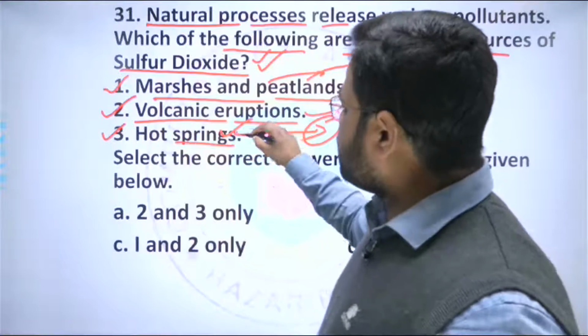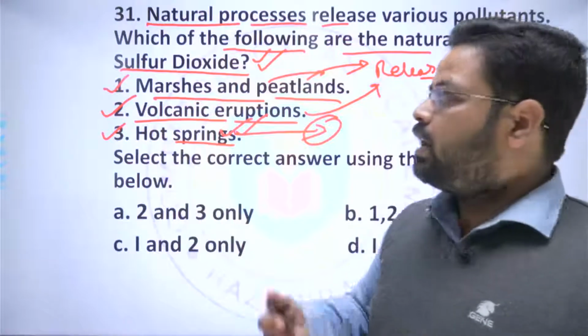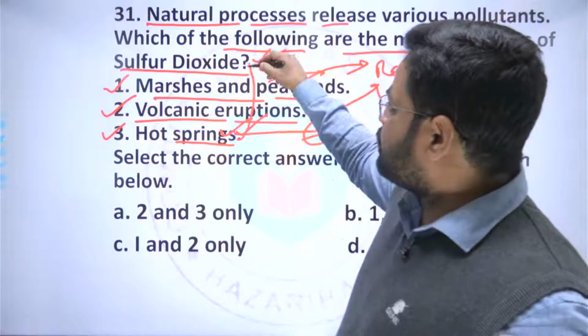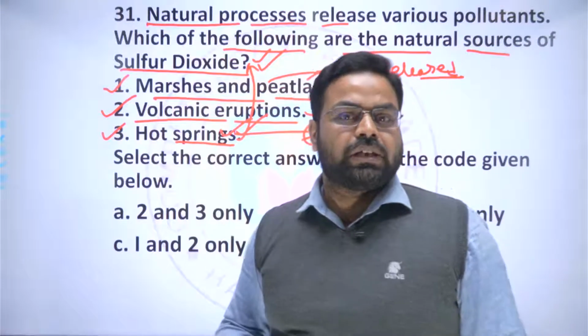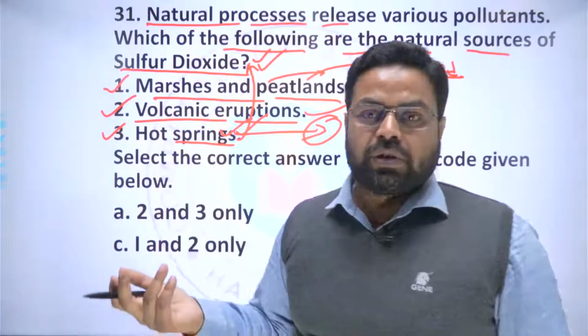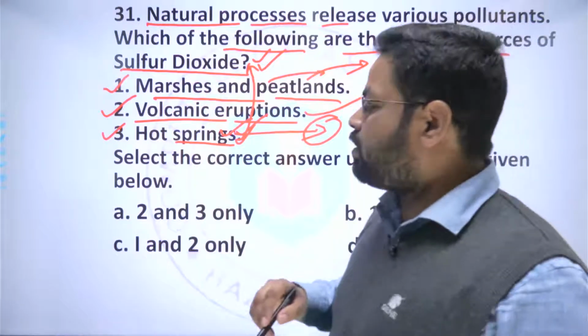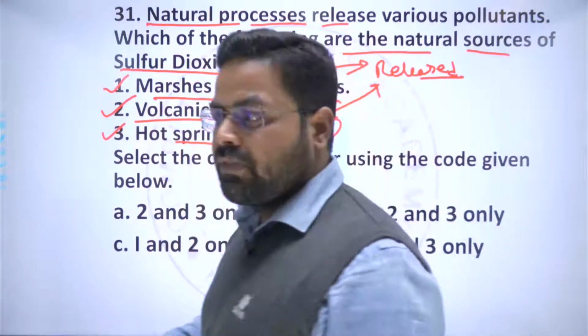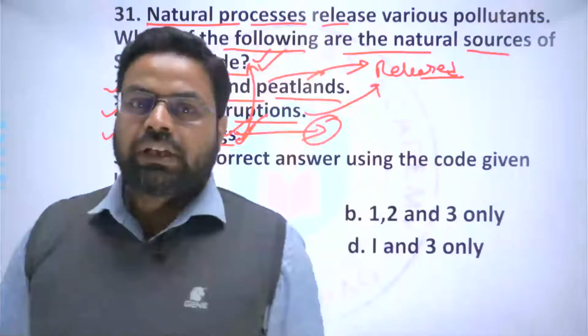This release of hot water also contributes various pollutants to the atmosphere, and one of the major pollutants is sulfur dioxide that is dissolved in the water, and after it comes out of the interior of the earth, that sulfur dioxide gets released.